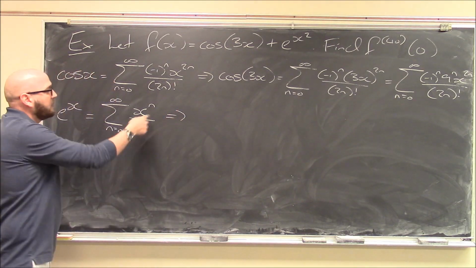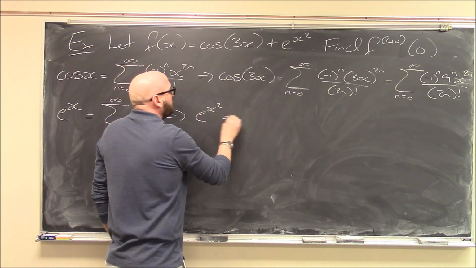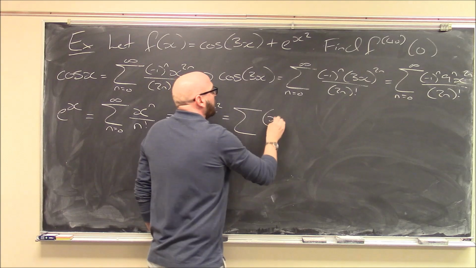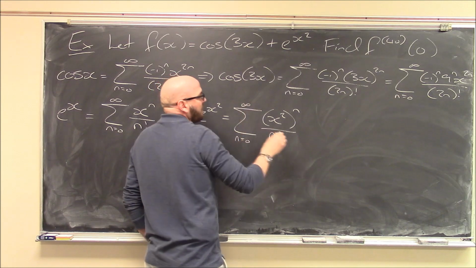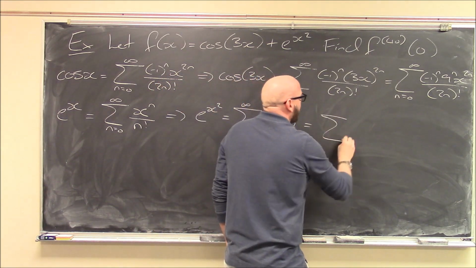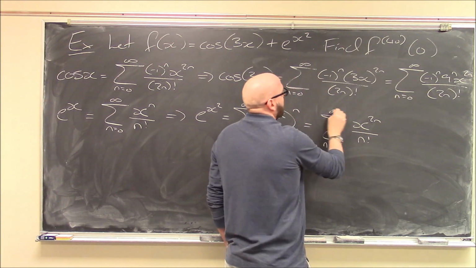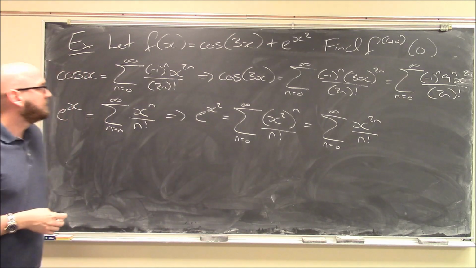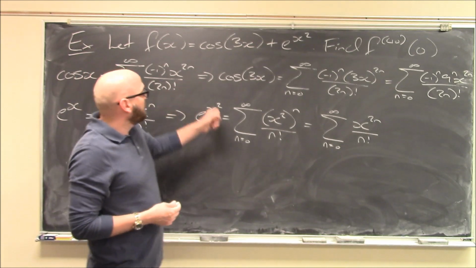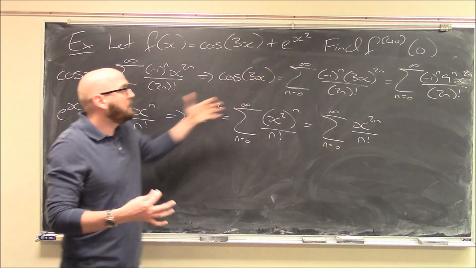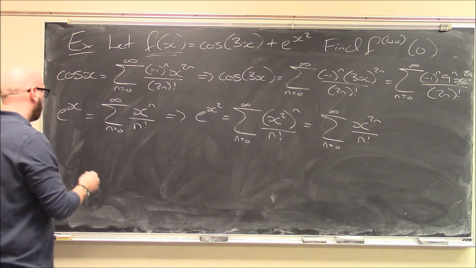And if I want e to the x squared, let's just substitute in x squared for x. So e^(x squared) is the sum of (x squared)^n over n factorial, or the sum of x^(2n) over n factorial. Awesome. Again, converges for all values of x. So now I have Taylor series expansions for this guy and this guy around 0. I want to find a Taylor series expansion for the whole thing just by adding them together.